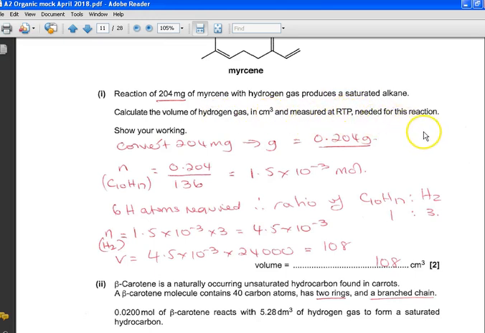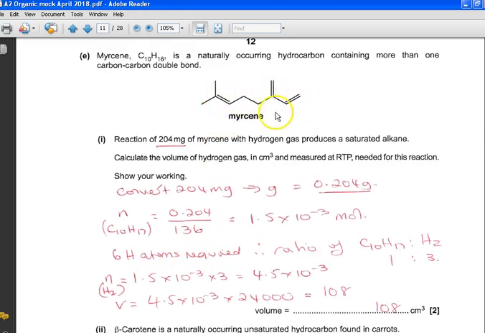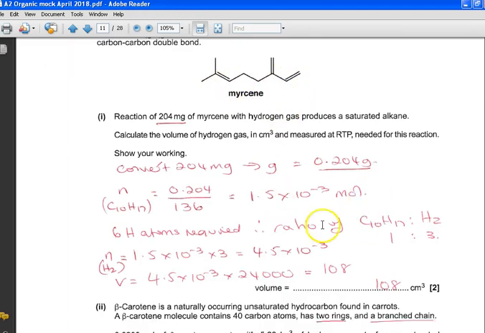So you don't need the ideal gas equation for this. This is the straightforward equation, volume over 24 or 24,000. Here we're asked in cubic centimetres, so it will be 24,000. So work out your moles of myrcene. You know that you need 6 hydrogen atoms because you've got 1, 2, 3 double bonds, so 2 hydrogen atoms for each double bond to react with that, which is basically 3 moles of H2, isn't it?